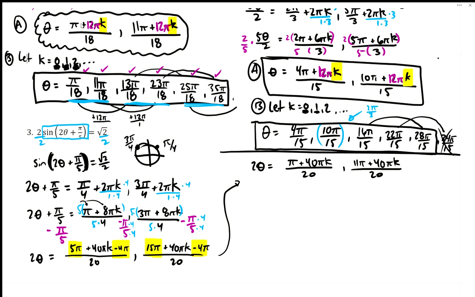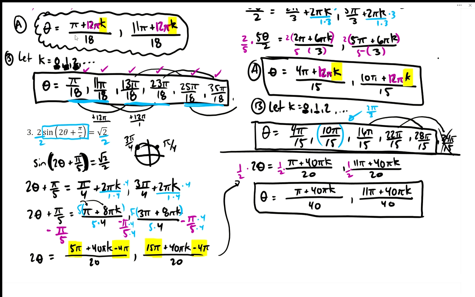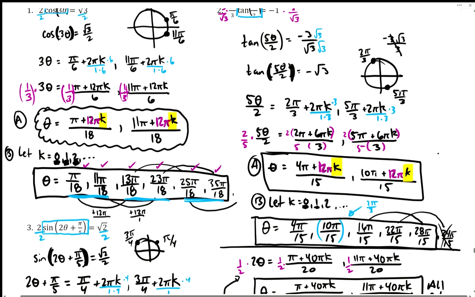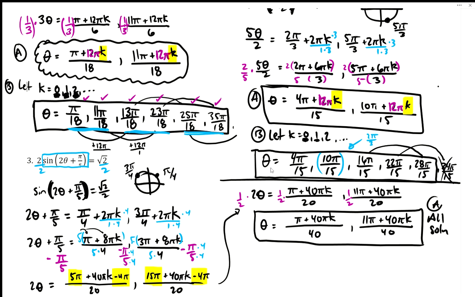And then now finally we can get our theta by itself. So if we multiply everything by 1/2, we would get theta is equal to pi plus 40 pi k over 40, comma, 11 pi plus 40 pi k over 40. All right, there we are. There's all solutions. So that was our part A. I'm just going to put all solutions. So since we scrolled, I'll put A as well. So these were find all solutions and then find it on the interval 0 to 2 pi.